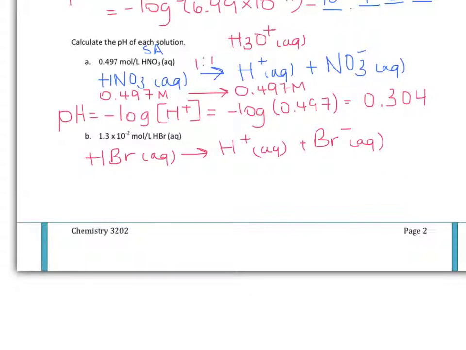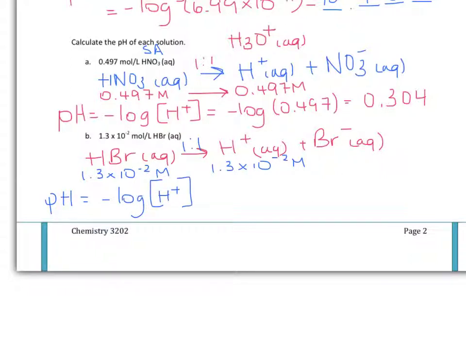We were told that hydrobromic acid has a concentration of 1.3 times 10 to the negative 2 molar. Notice that there is a 1-to-1 relationship between hydrobromic acid and the H positive proton. Therefore, it also has a concentration of 1.3 times 10 to the negative 2. Therefore, we can calculate the pH by using negative log of the H positive ion, or negative log of 1.3 times 10 to the negative 2.